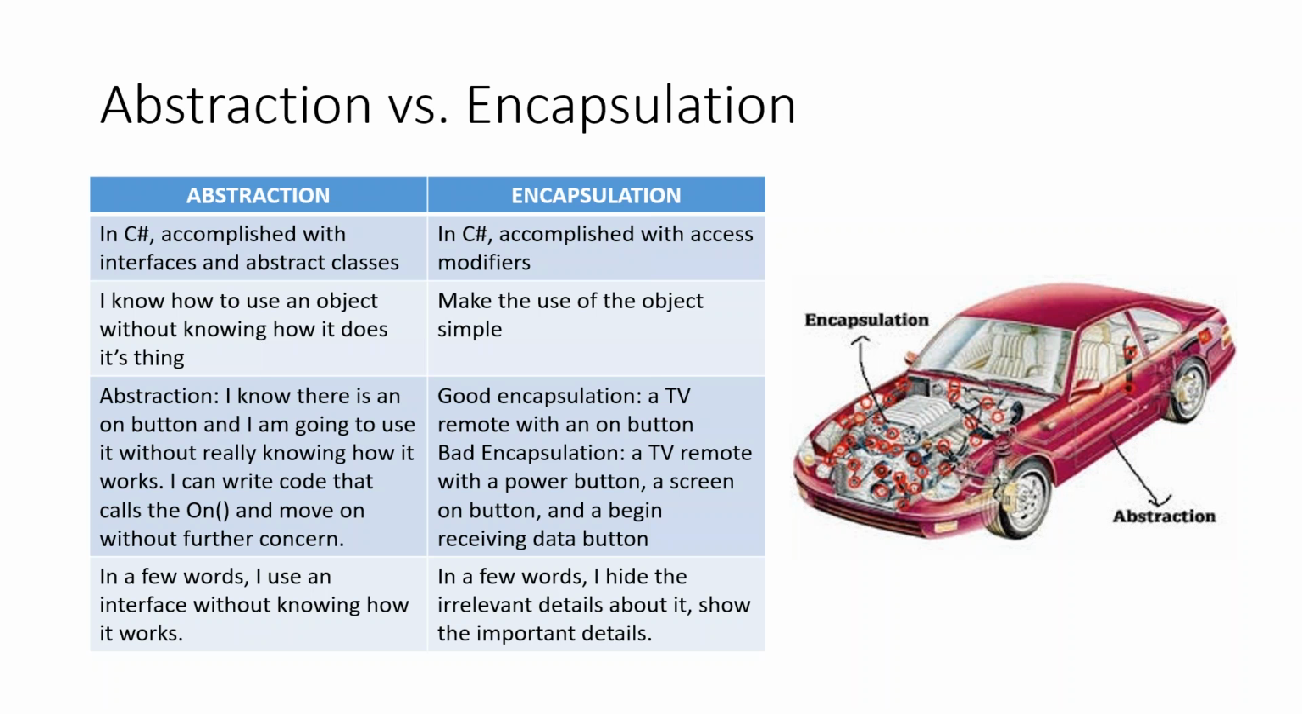So abstraction in C# is accomplished with interfaces and abstract classes. Encapsulation is accomplished with access modifiers and good design, like creating an on method and not having to open the fuel injector valve and spark and rev the engine.